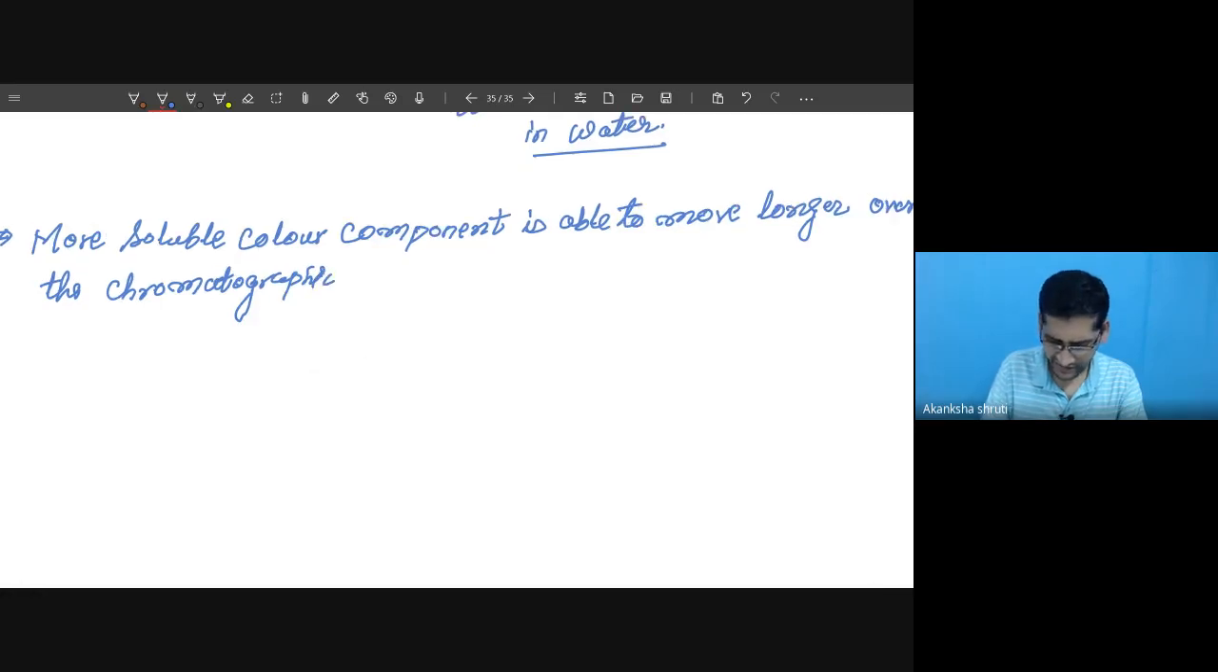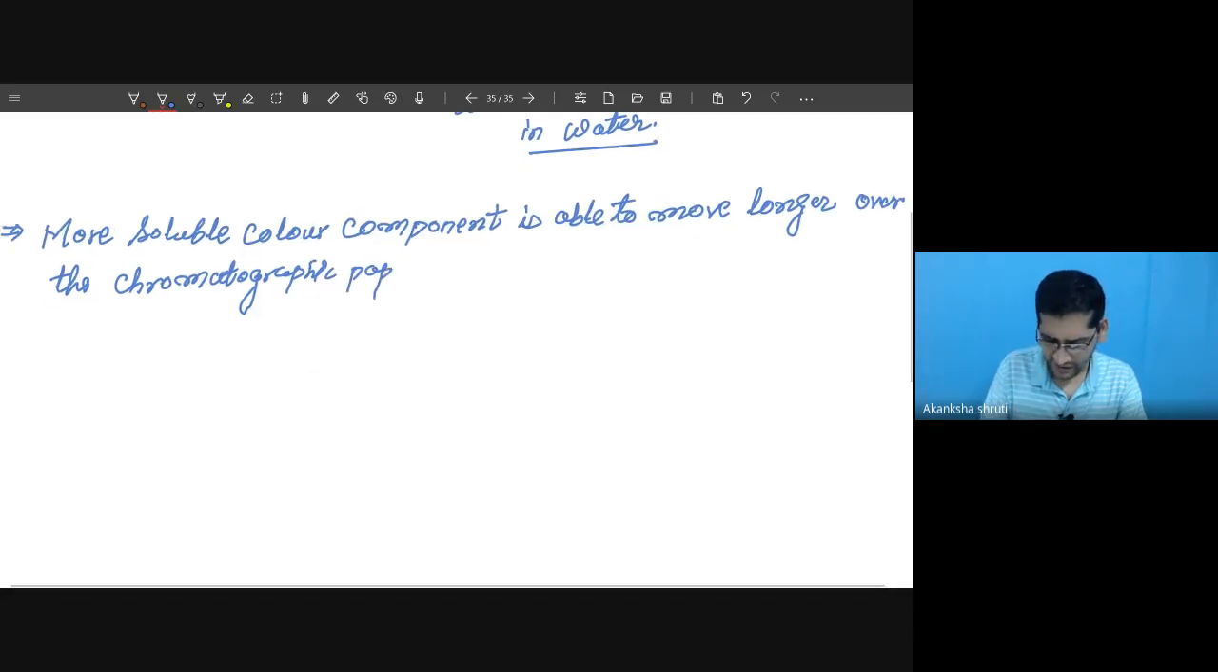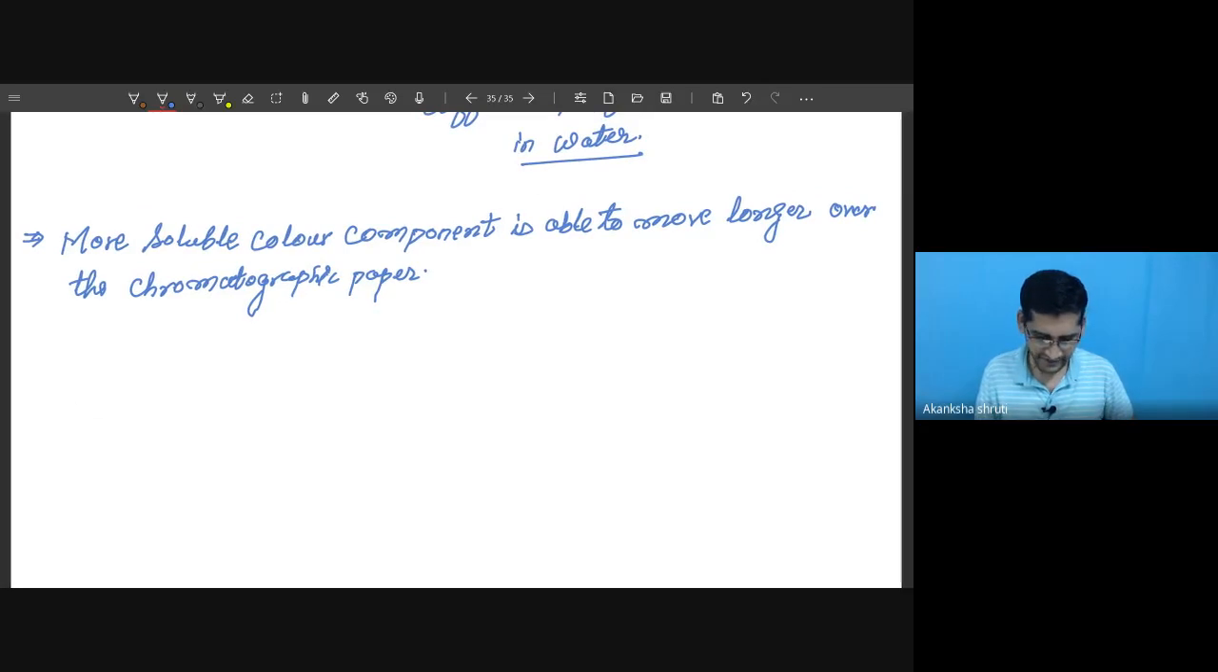Graphic paper, also called the chromatographic scale. What is this chromatographic scale? Students, just understand, it is very simple. If you have taken ink, it contains different colored components, plus water.